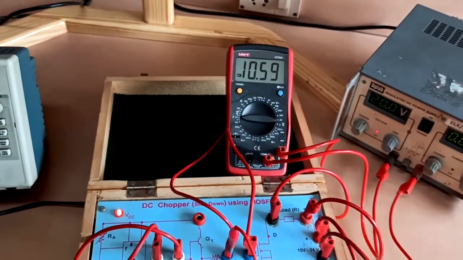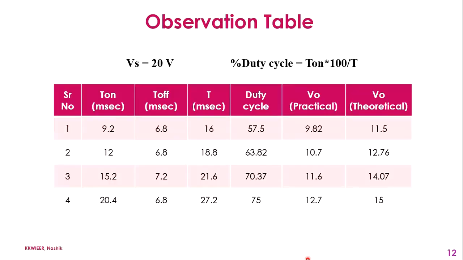So we can plot a graph. Whatever we have observed on DSO, we have noted 4 values of T on, T off, then total T, which is T on plus T off, the duty cycle, which is calculated by T on upon T into 100, and V0, the practical value. So how have we calculated this V0?